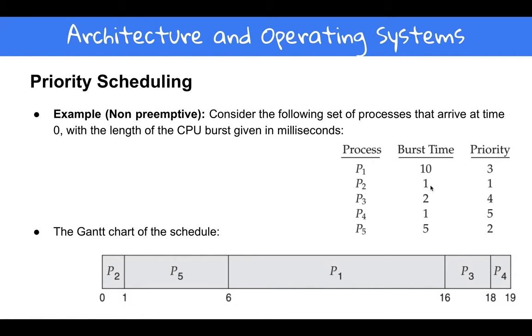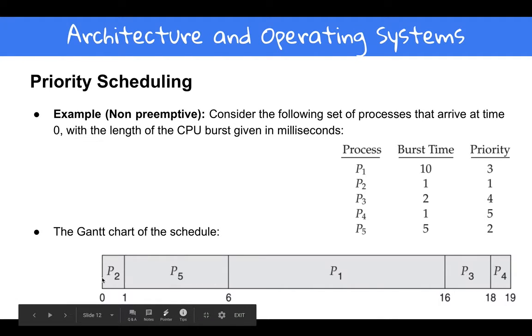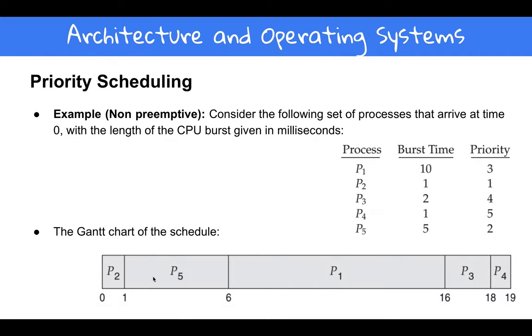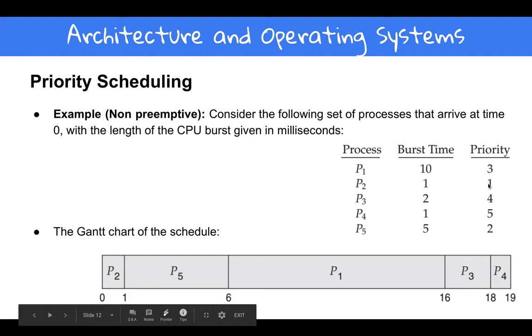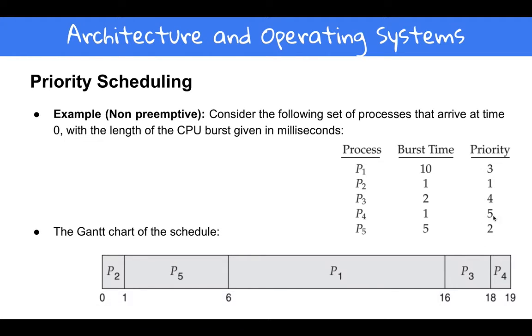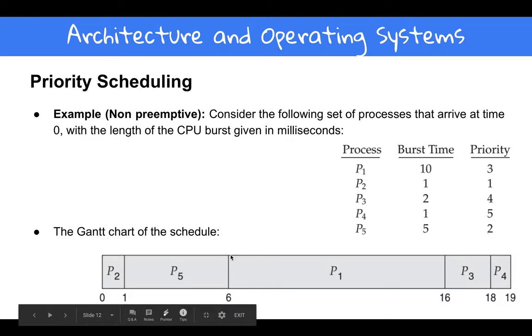The priority is 1. The burst time is 1. So the CPU first of all gets that. The scheduler gives P2 the CPU time. There you go. P2 is here. It runs for 1 second. So we don't have P2 anymore. Let's pick another process with the highest priority, between 3, 4, 5, 2. 2 has got the highest priority. P5 gets CPU time, because the priority is 2. For how long? 5 milliseconds, from 1 till 6.